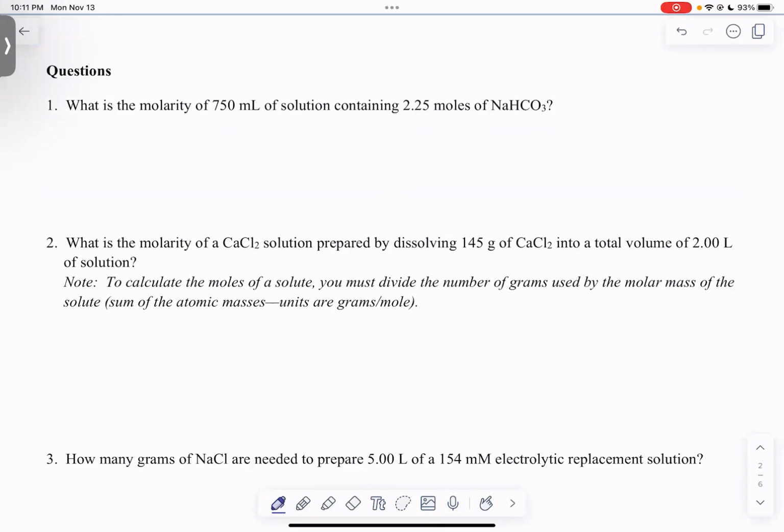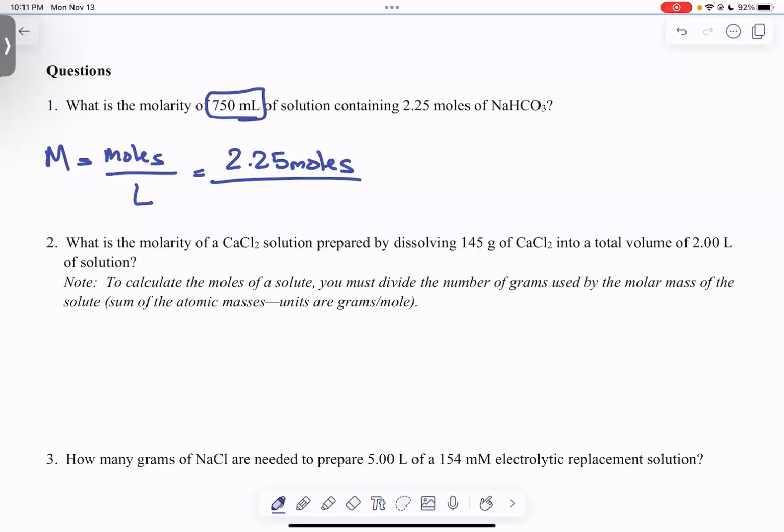Okay, let's jump into some problems. And remember, always pause the video, try the problems on your own before you watch me do the solution. So the question here is, what is the molarity? I already know my molarity formula is going to be moles per liter of 750 milliliters of solution containing 2.25 moles of NaHCO3. Right now I already know that's 2.25 moles on top, and then I just need the bottom. This volume measurement is not given in liters, it's given in milliliters. Some people can look at this right away and know how many liters that is, but it's okay if you don't. You can just do dimensional analysis.